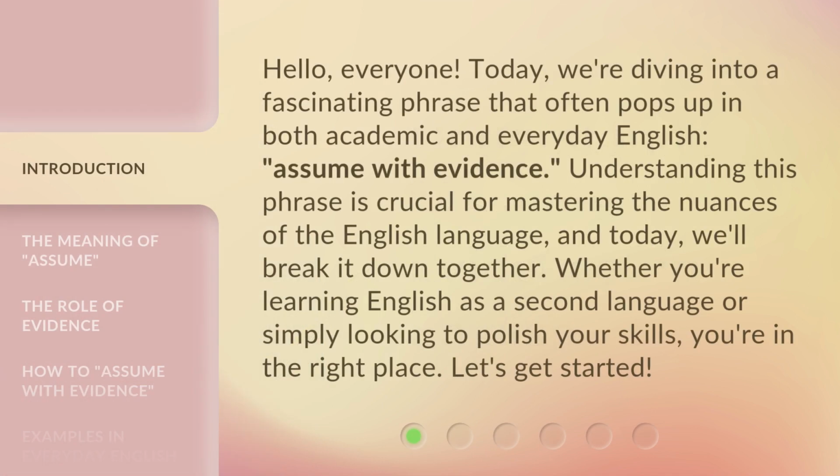Hello, everyone. Today, we're diving into a fascinating phrase that often pops up in both academic and everyday English, "assume with evidence." Understanding this phrase is crucial for mastering the nuances of the English language. And today, we'll break it down together.